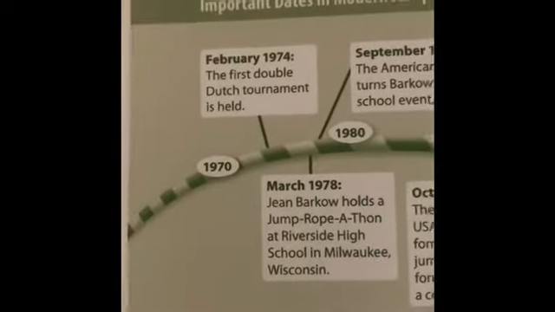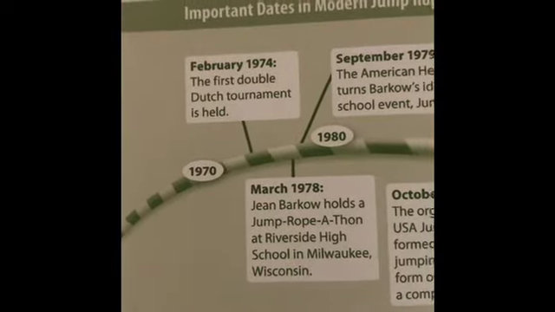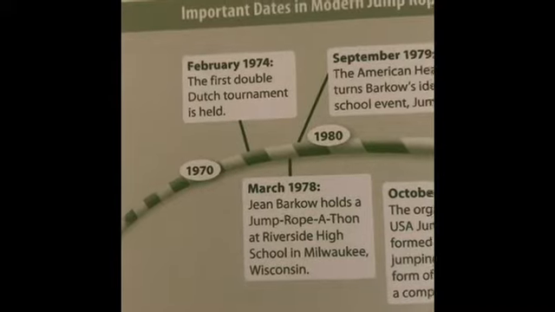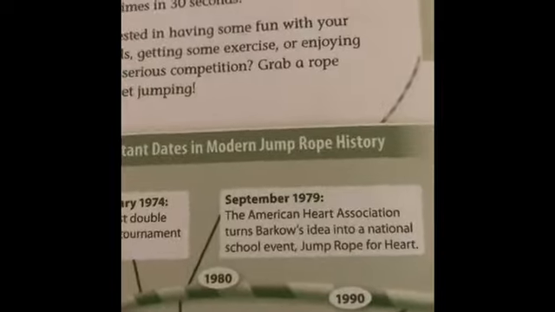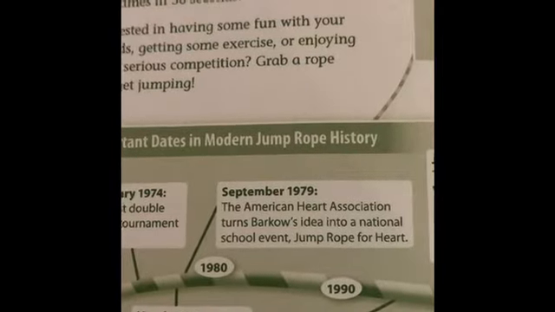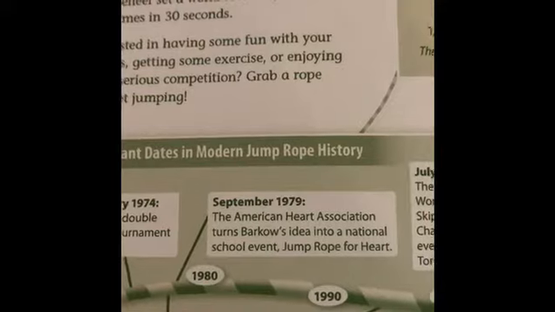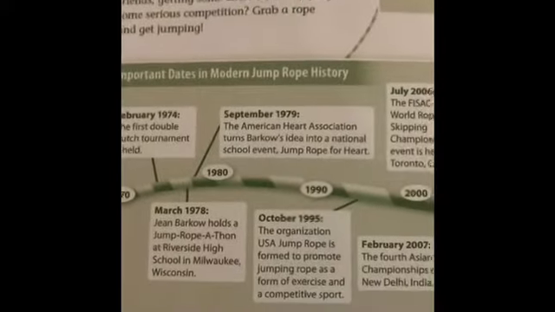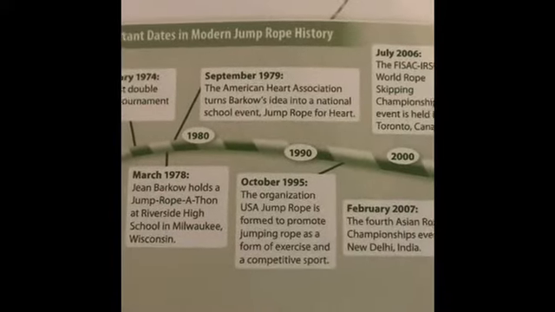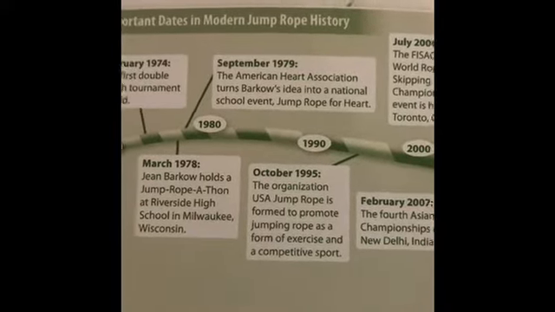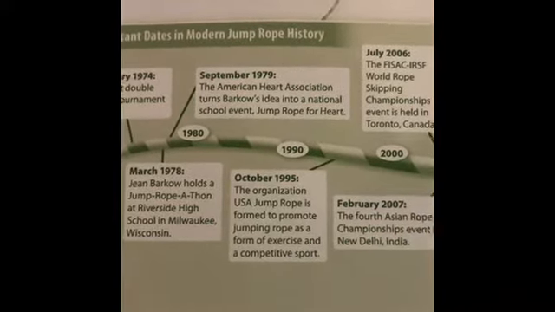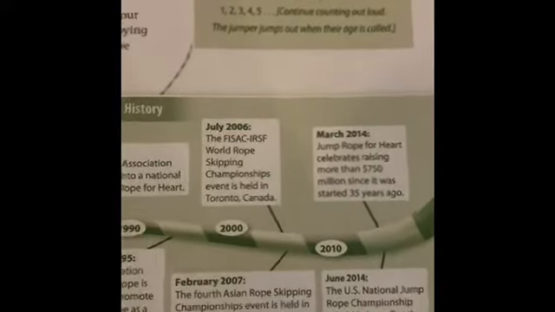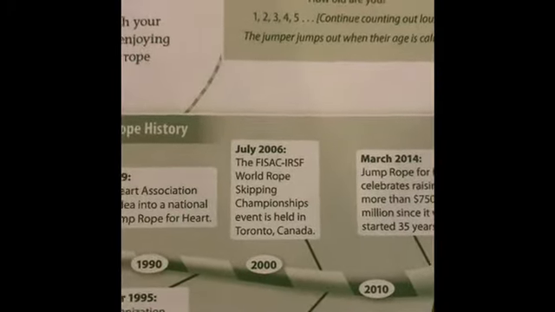4 years later, in 1978, Gene Barkow holds a jump rope-a-thon at Riverside High School in Milwaukee, Wisconsin. Then in 1979, the American Heart Association turned Barkow's idea into a national school event, Jump Rope for Heart. Then we're entering the 1990s. October 1995, the organization USA Jump Rope is formed to promote jumping rope as a form of exercise and competitive sport. Now we're entering the 2000s with July 2006.